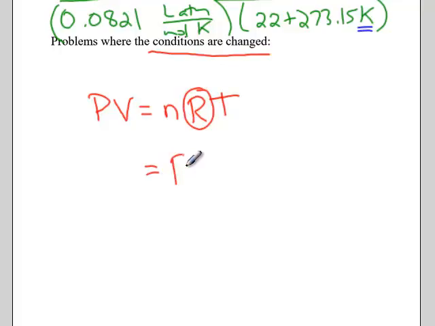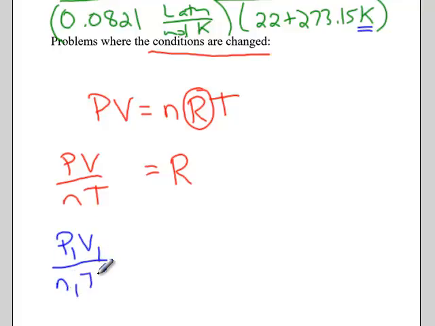So if I solve this equation for R, I'm going to bring the n and the T over to the left by dividing them. So if I start with a gas and I have the first pressure, the first volume, the first number of moles, and the first temperature, instead of just P, I'm going to call it P1, and V1, n1, and T1. And by the ideal gas law, that equals R.